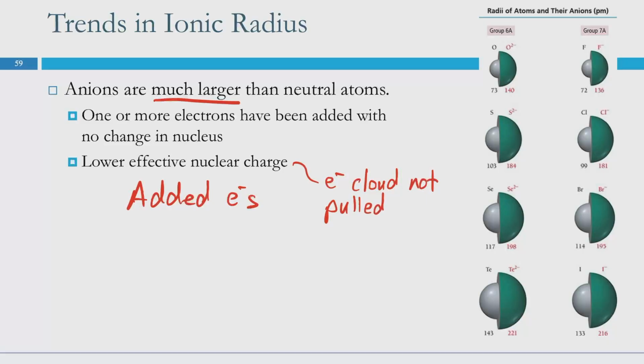We talked about effective nuclear charge with our atomic size for neutral species. So as we're moving left to right on the periodic table, we're adding protons on the inside. That increases the effective nuclear charge, and that causes the electrons to get pulled in slightly more. Here we're doing the opposite thing. We have a lower effective nuclear charge, so that electron cloud can balloon out a little bit more because of the extra electrons.